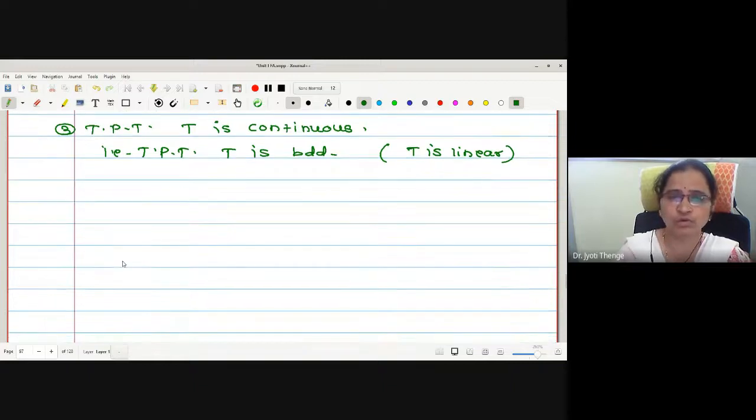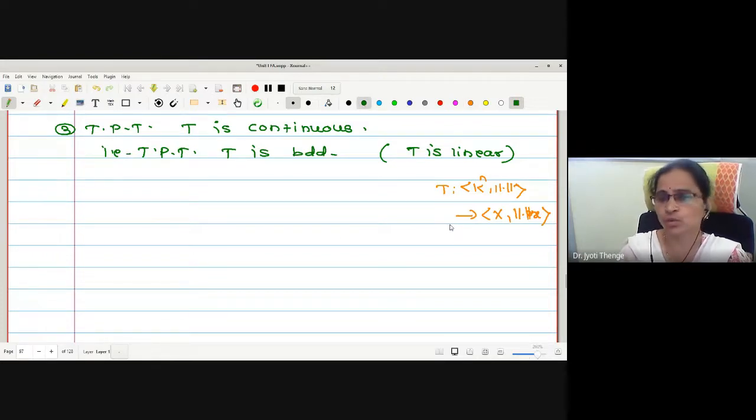What can I do for boundedness? T is a mapping we have from K^n with its norm to X with norm. Therefore, I should consider the T image of one vector. Which norm will be under consideration for every vector x in the domain? Where will be the T image? In the codomain. Which norm will be acting?